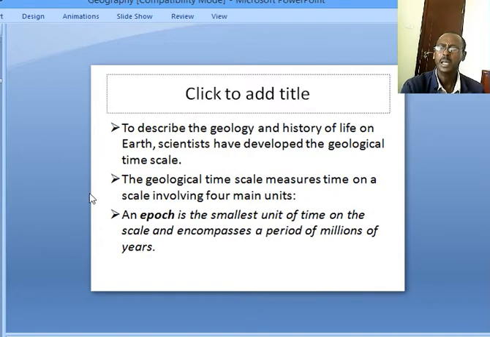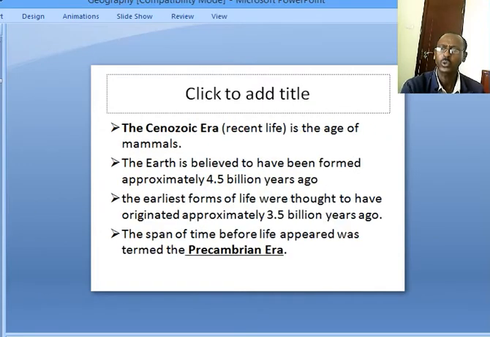The third one, now before we go to the Cenozoic era, we call it the recent life. The third time scale is called the Cenozoic era, the recent, meaning the current age. This is the age of mammals. Mammals feed their infants. We call them mammals, including humans.